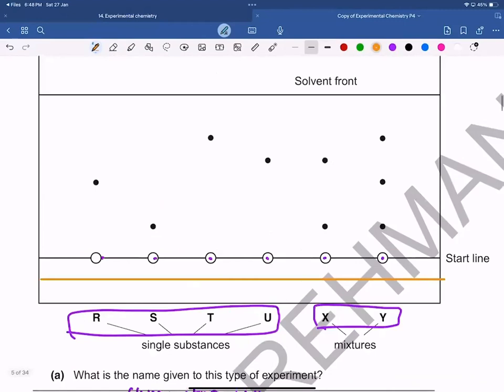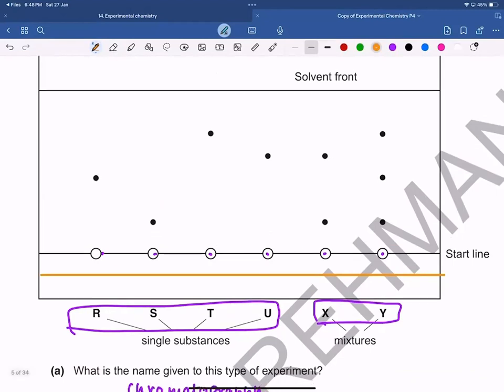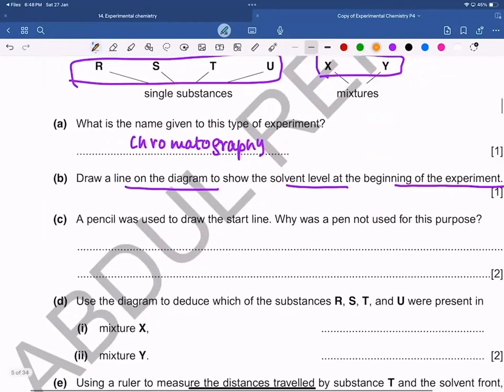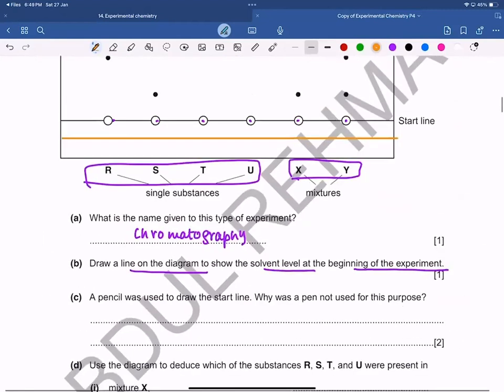The four on the left, these are impure. So this is okay. A pencil was used to draw the start line. See here, instead of baseline, they have used the term start line, and they have asked why a pen was not used for this purpose. The ink dissolves, and the ink is made up of different colors.